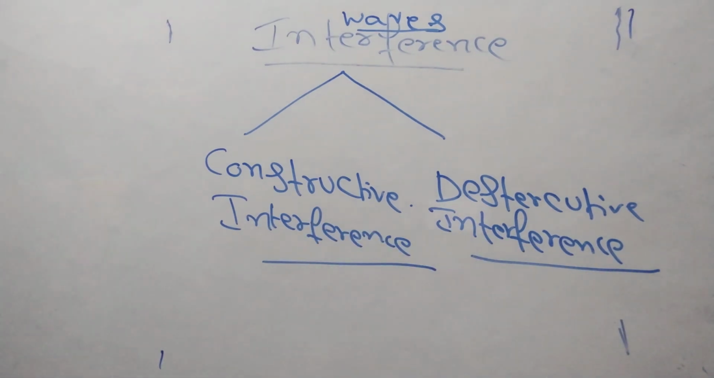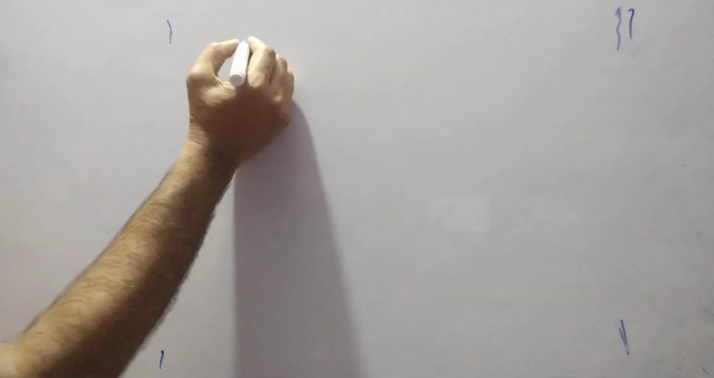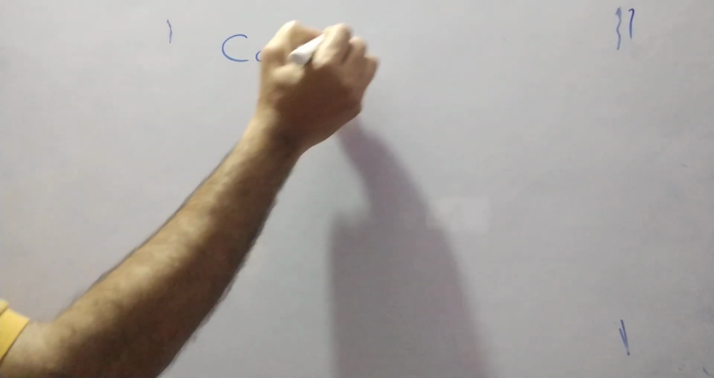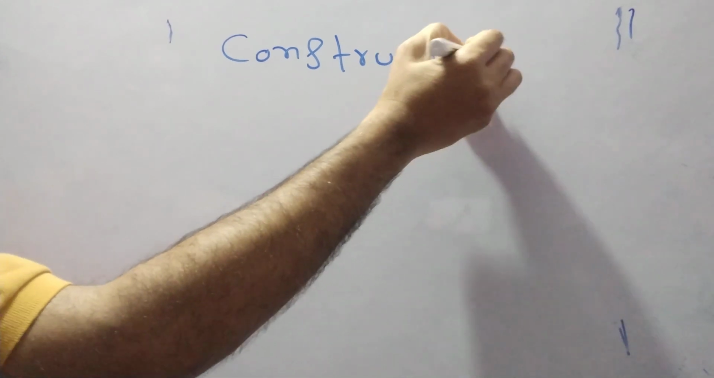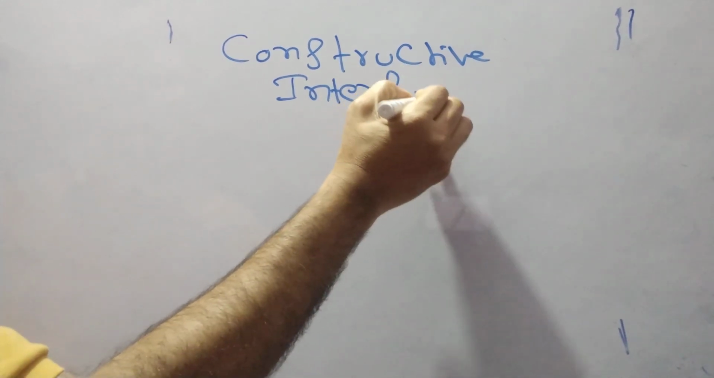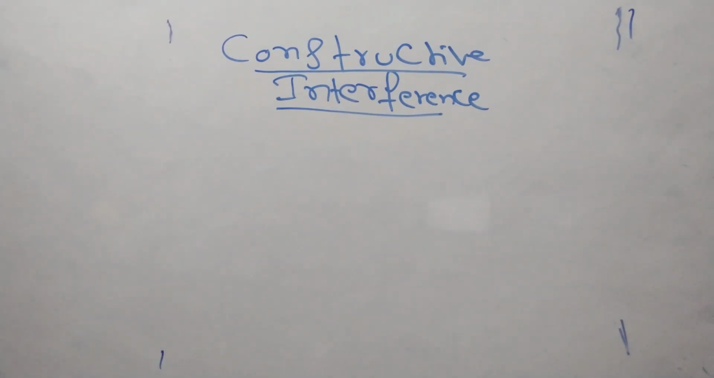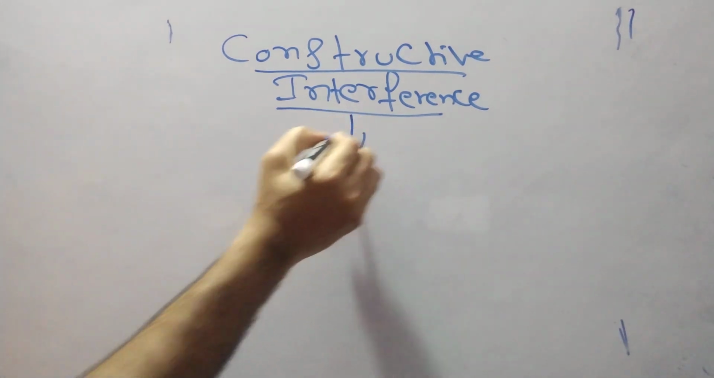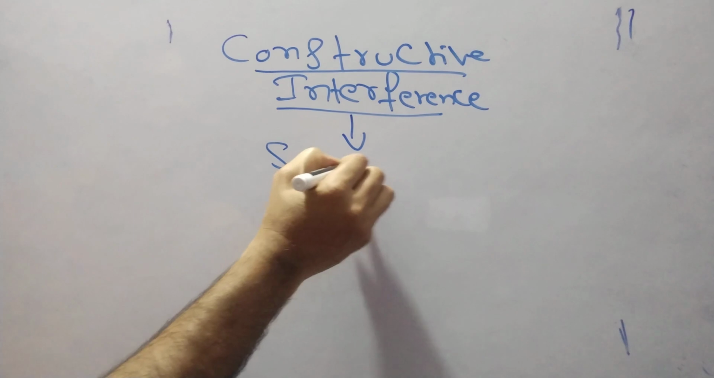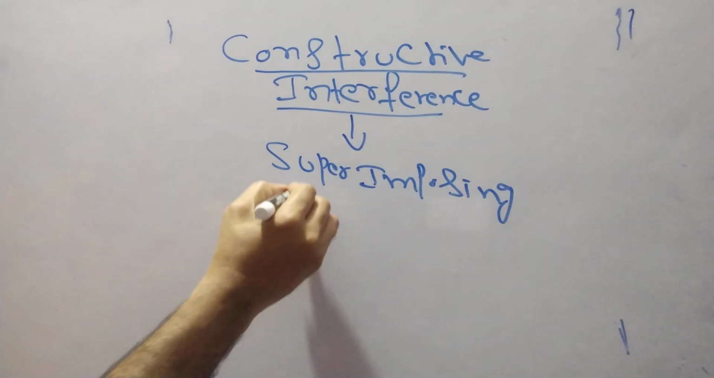Right. So first we'll see what this constructive interference is. So what is constructive interference? Actually, interference means superimposing of two waves.